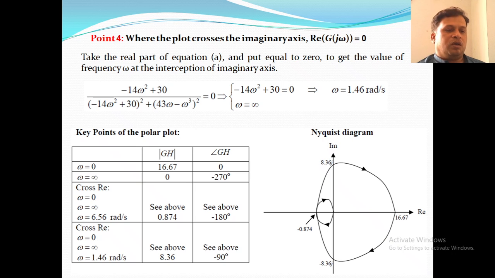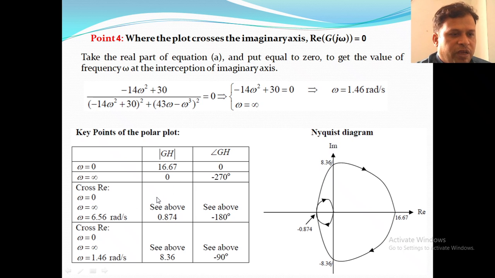Now, you can cross check these values. Seeing the above figure and this formula, if you substitute omega equal to 0, omega equal to infinity, and omega equal to 6.56 radians per second, we get different values. Also for omega equal to 0, omega equal to infinity, and 1.46 radians per second, we get different values for this problem. So the GH value is different for different values of omega.